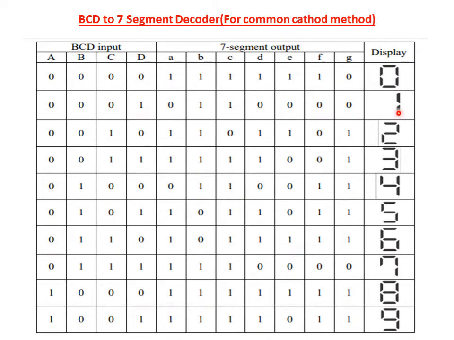Now for 1, the two LEDs B and C are high, and all remaining LEDs are 0. For displaying number 2, all LEDs are on except C and F. This is C and this is F, and the remaining LEDs are glowing. Similarly, we arrange the table for all the 10 combinations.